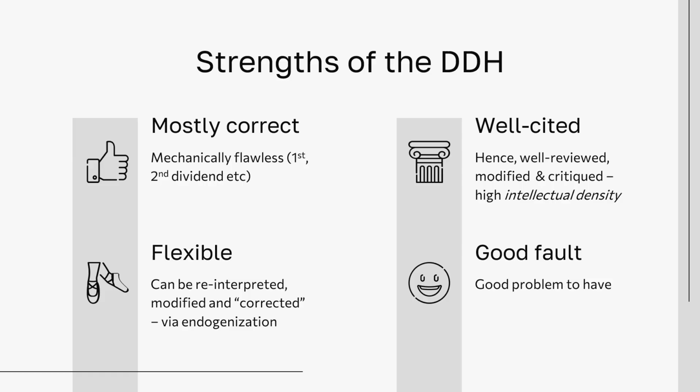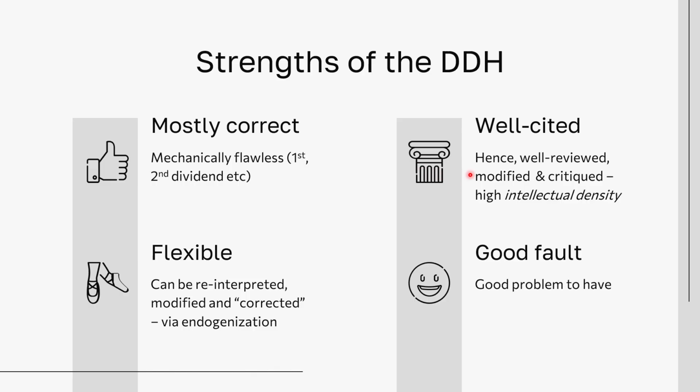So, first and foremost, the dividend hypothesis is mostly correct, right? It is mechanically flawless. Remember that the main error the dividend hypothesis is making is that it is using the wrong empirical model. It is using an exogenous Solow model, whereas it should be using an endogenous model. And so everything else in the dividend hypothesis checks out. The first dividend, the second dividend, etc. These mechanisms are correct. They are guaranteed. They do indeed have a direct expansionary causal effect on economic growth and productivity. So that's good.